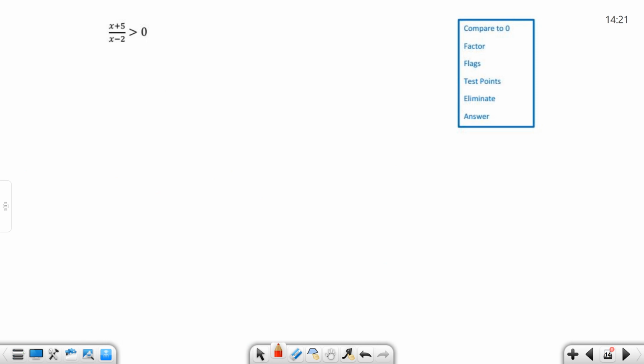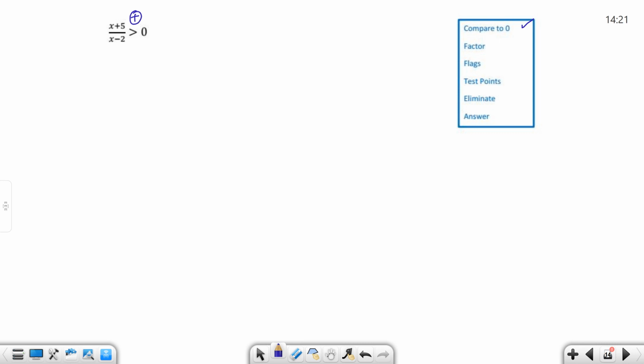Here we go. Now we have a fraction. We have some rational ones here. So let's work through some of these and see what we can do with this. We're going to do the same thing. Is it compared to 0? Well, guess what? This one indeed is already compared to 0, right? It's greater than 0. So if it's greater than 0, I'm looking for pluses.